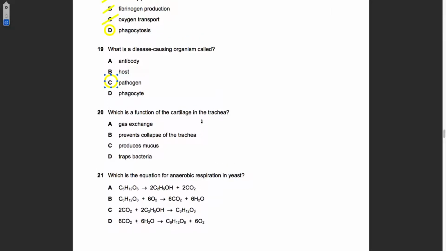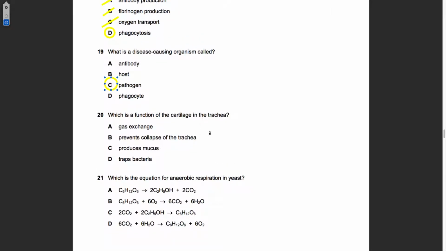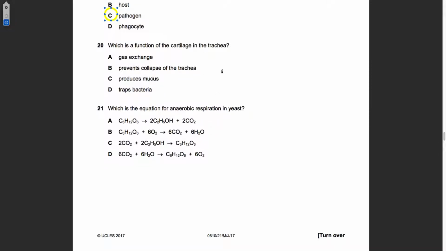Okay, 20, we're halfway there. Well done, guys. Which is a function of the cartilage in the trachea? Is it for gas exchange? Well, that's the job of the alveoli, so that's a no. Does it prevent collapse of the trachea? That sounds good to me. I'm going to circle it for now. I'll come back, just check there isn't anything else. Produces mucus. No, that's for the goblet cells. Does it trap bacteria? No, that's what the mucus does. So B, I am confident with that answer.